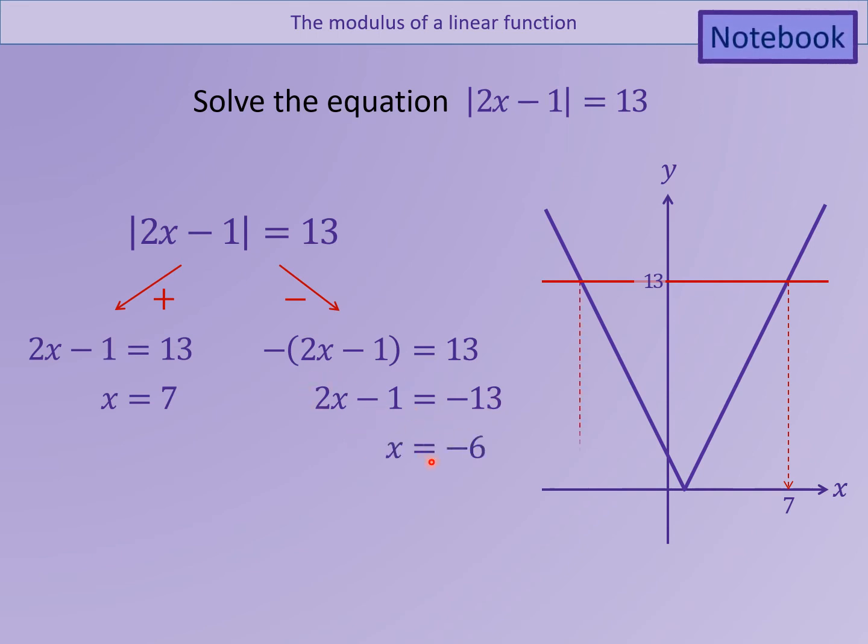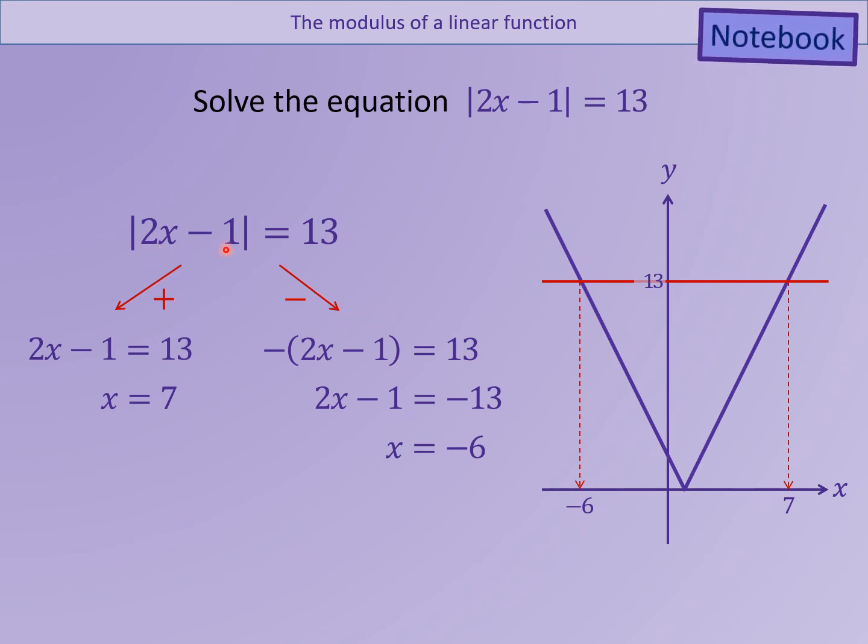Then what? Add 1, divide by 2. So we can see we get minus 6. Does that work? 2 lots of minus 6 is minus 12, minus 1 is minus 13. The modulus of that is 13. So it doesn't matter where those modulus functions are, as long as you separate it into plus and minus.